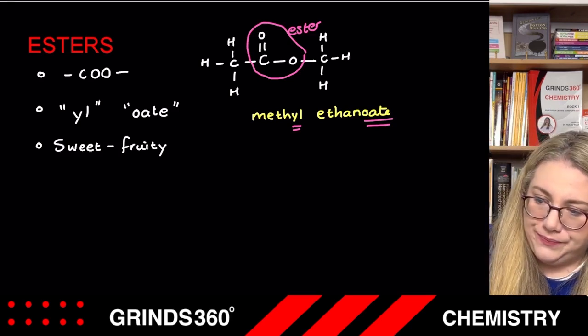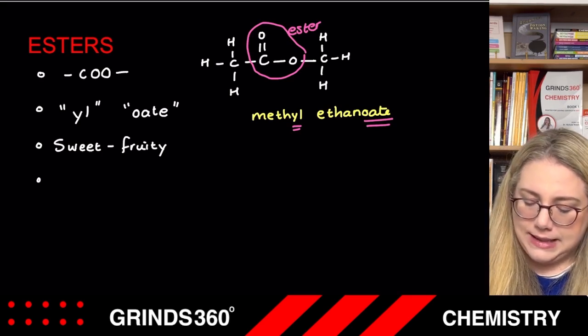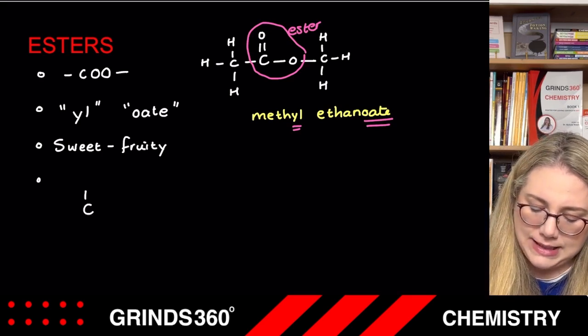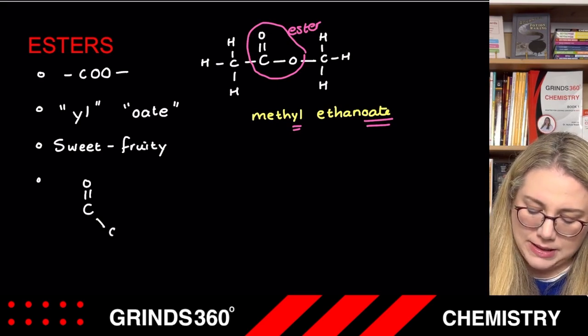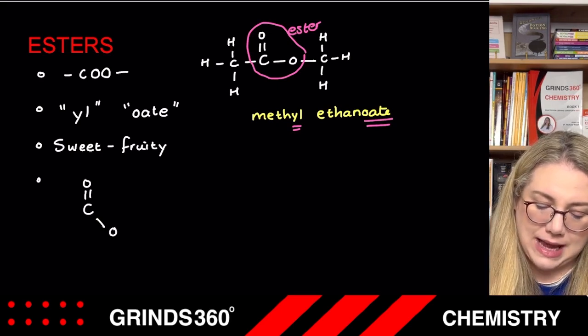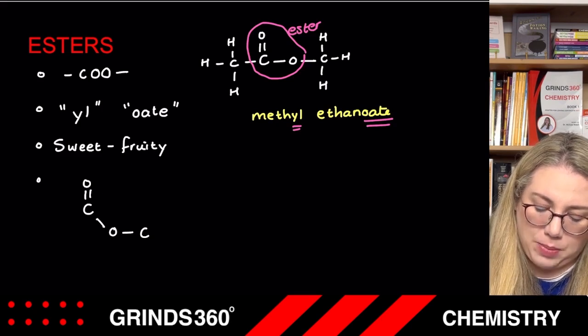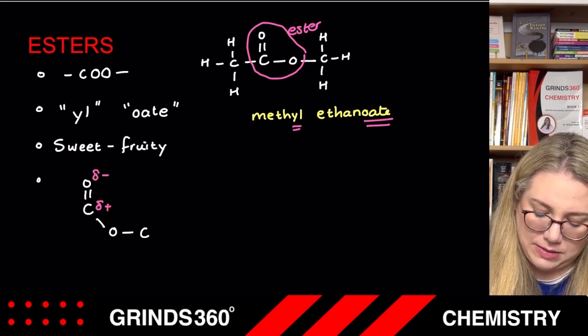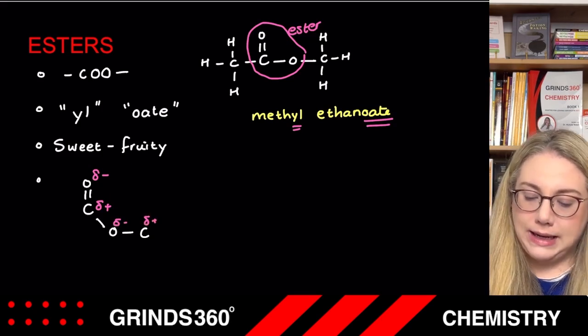Now another one. As for the properties of your esters, because they have a C double bond O in their structure and a carbon single bonded to an oxygen like that, and then to another carbon, this is a polar molecule. You've got delta plus, delta minus, delta minus, delta plus, etc. So it is polar covalent.